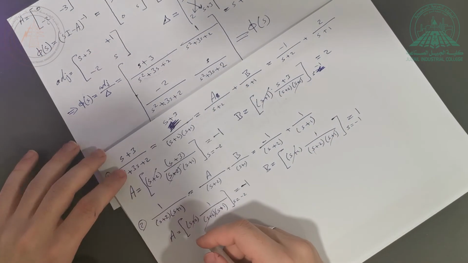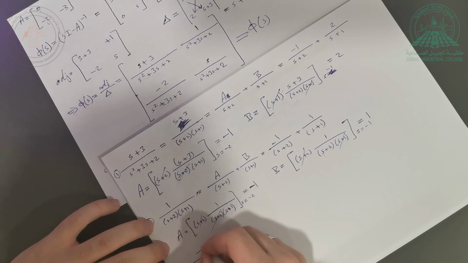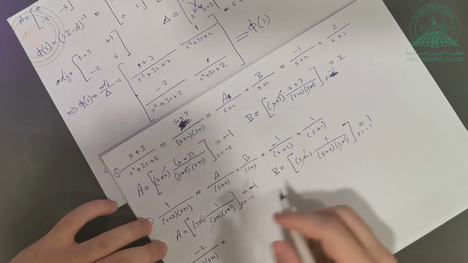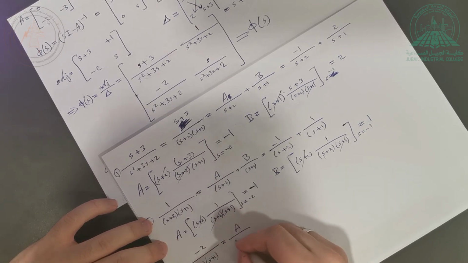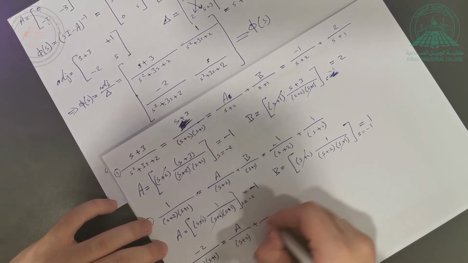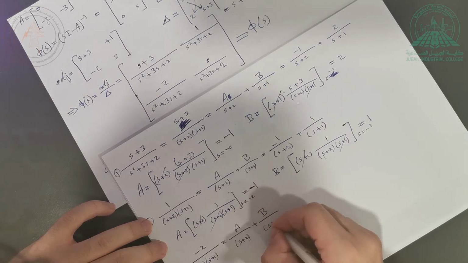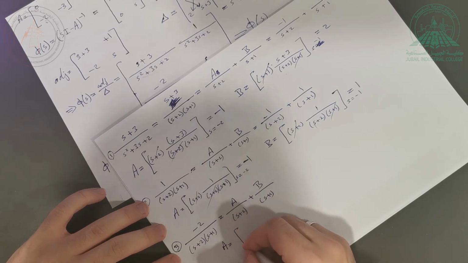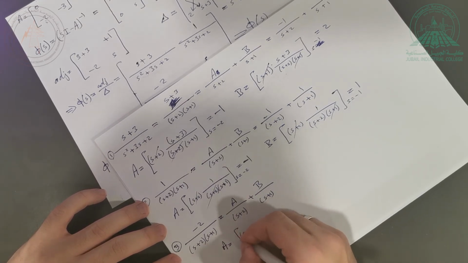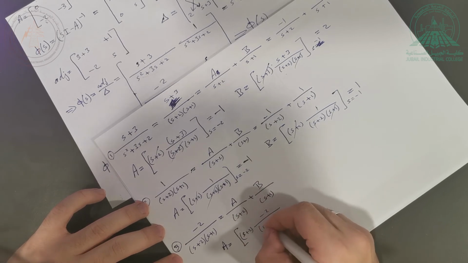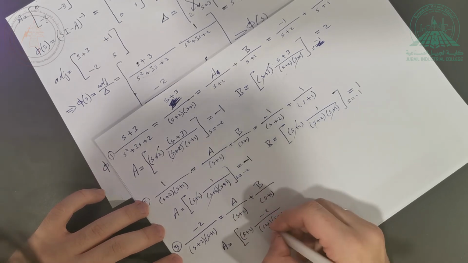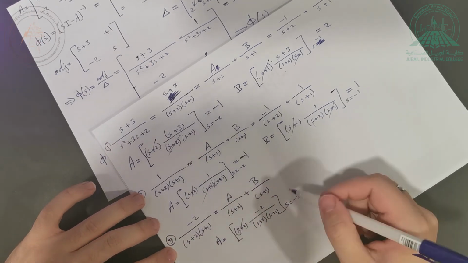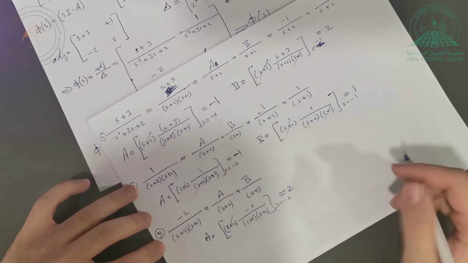The value here is going to be minus 2 over (s plus 2)(s plus 1), equal to a over s plus 2 plus b over s plus 1. The value of a is equal to (s plus 2) times minus 2 over (s plus 2)(s plus 1). This will cancel, substitute at s equal to minus 2. So what do you get here? Minus 2 divided by minus 1, you get 2.